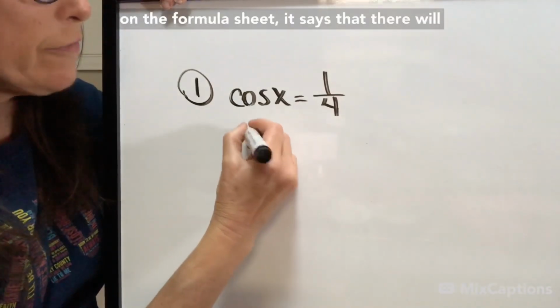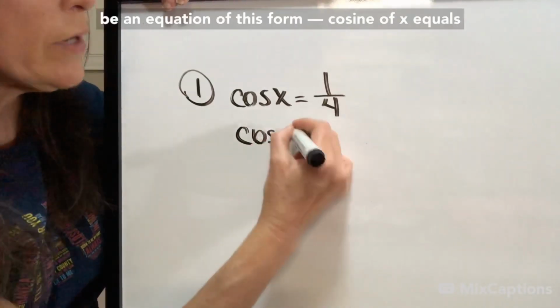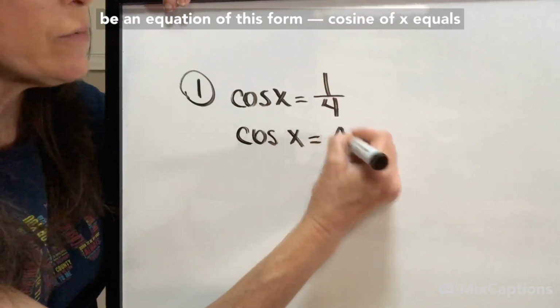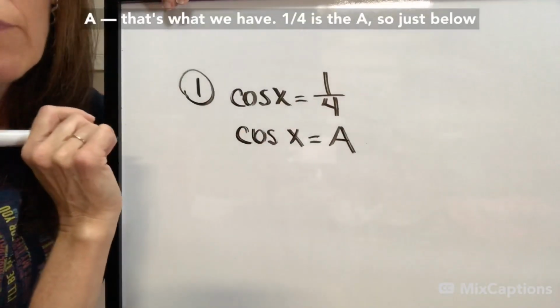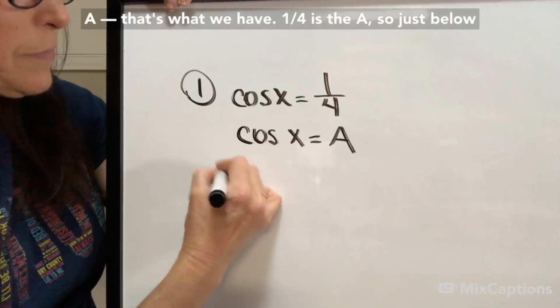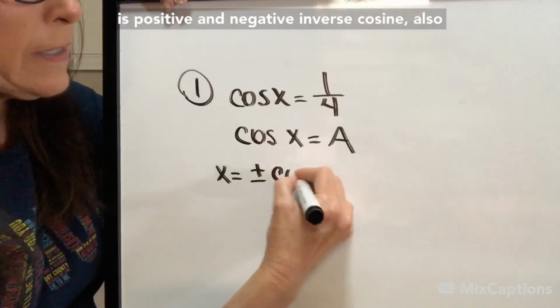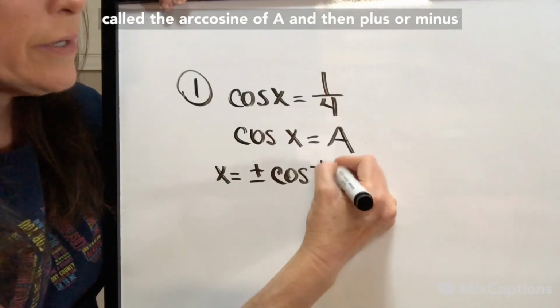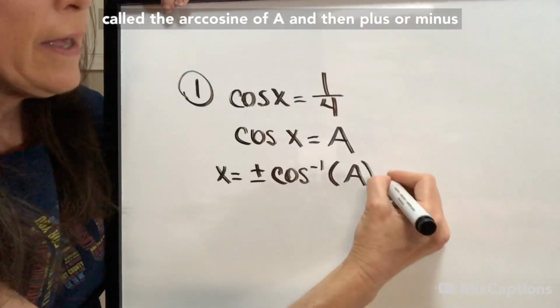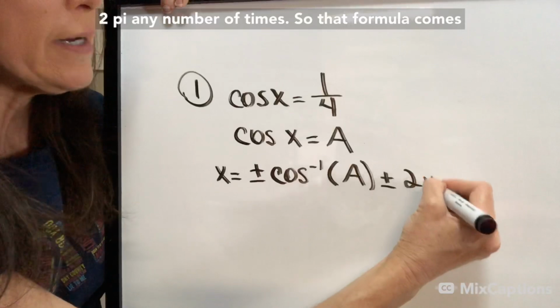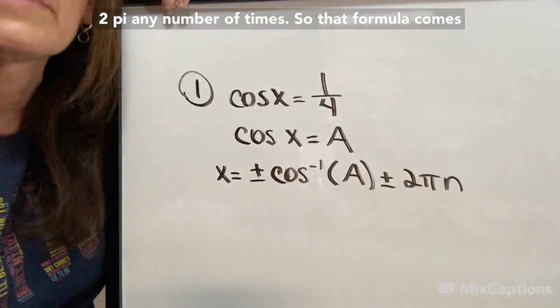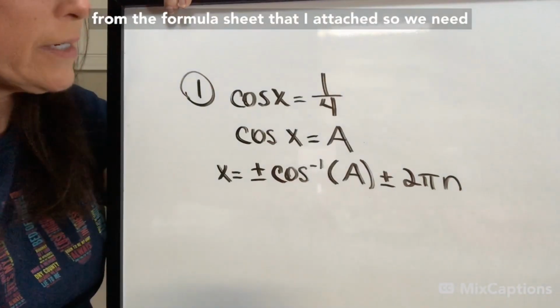Okay, so if you look on the formula sheet, it says that there will be an equation of this form, cosine of x equals a. That's what we have. 1/4 is the a. Just below that, you will see that there's a formula. There is positive and negative inverse cosine, also called the arc cosine of a, and then plus or minus 2 pi any number of times. That formula comes from the formula sheet that I attached.